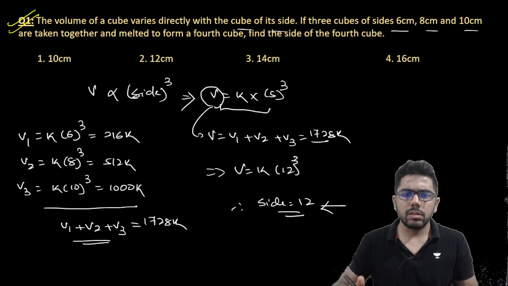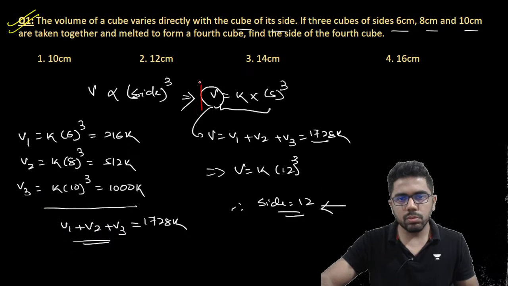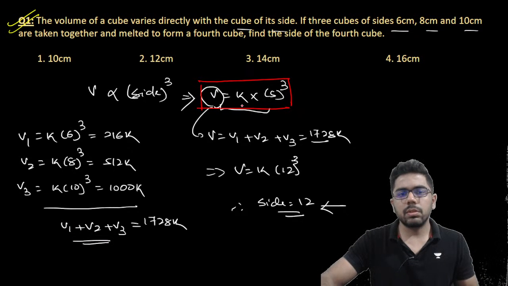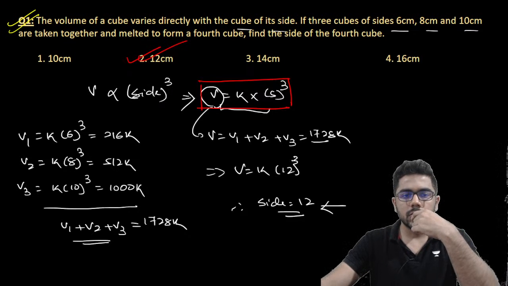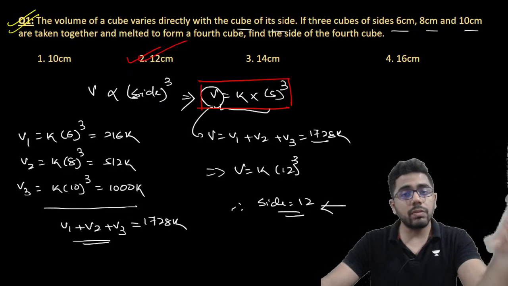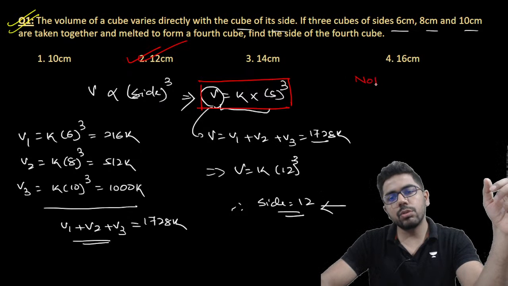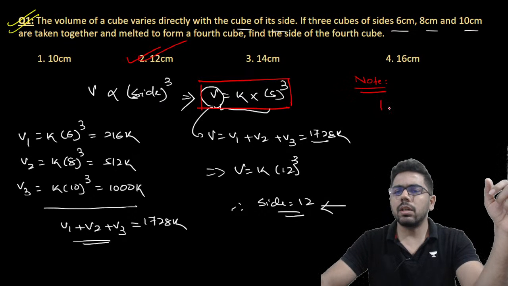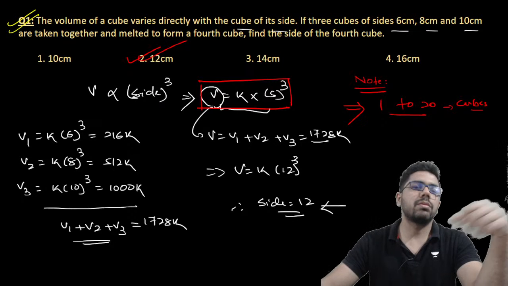Very simple question. Just once you get this result, V is equal to K into S cube, then एकदम simple सा question. Hope it makes sense. Just you need to be familiar with the cubes. Okay, वो cubes 1 से लेके 20 का cubes you should be familiar with for convenience of calculation. इनका cubes, if you remember, it will help you calculate much faster.